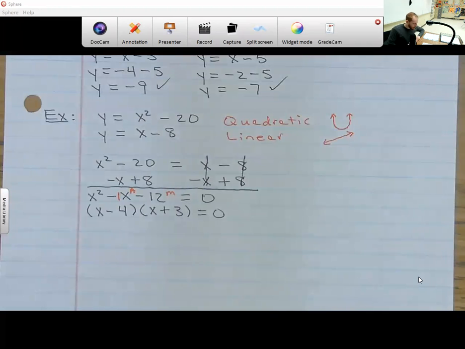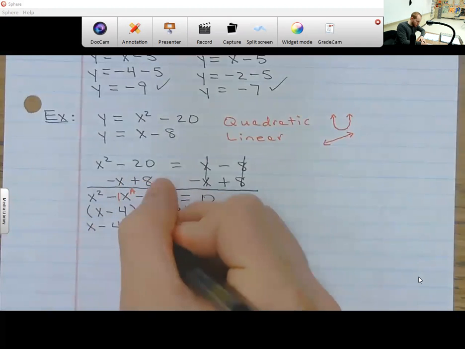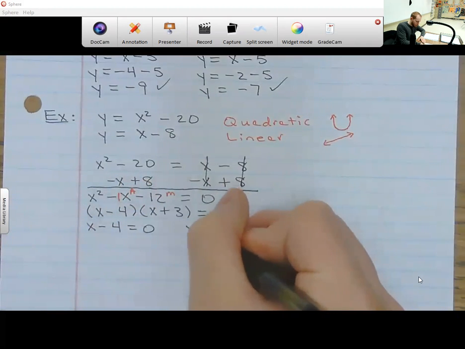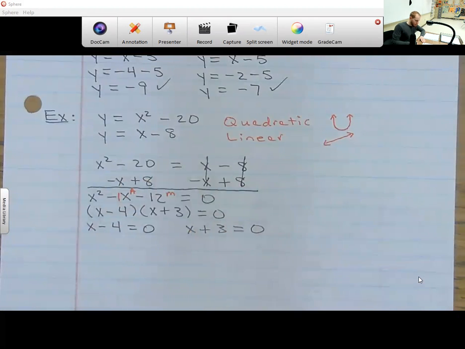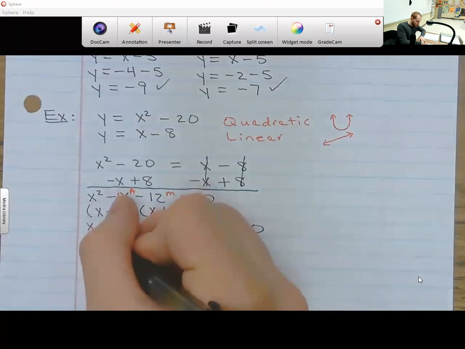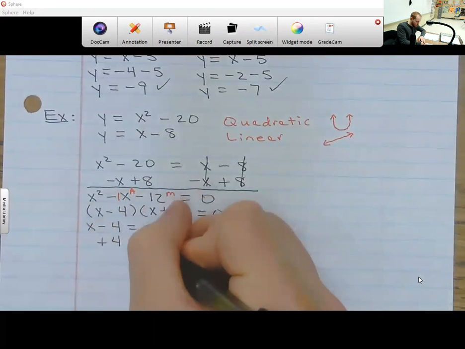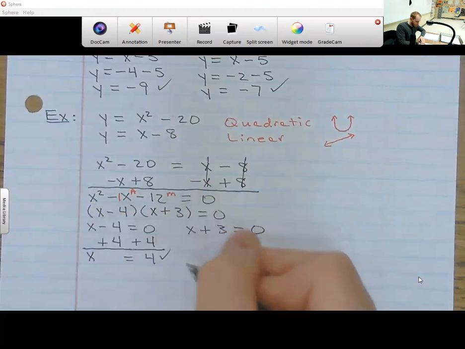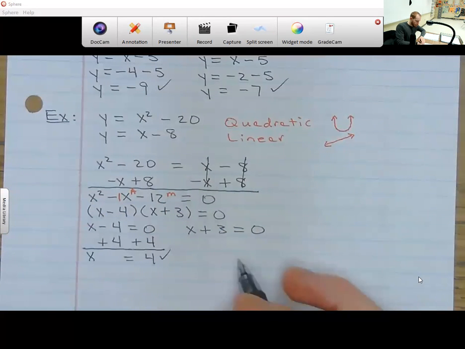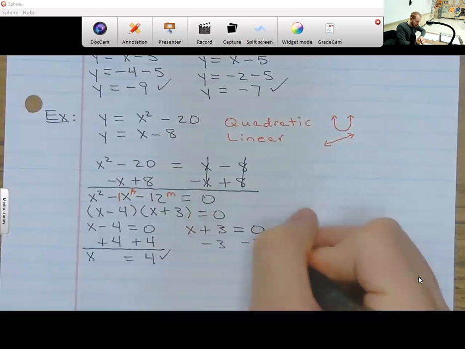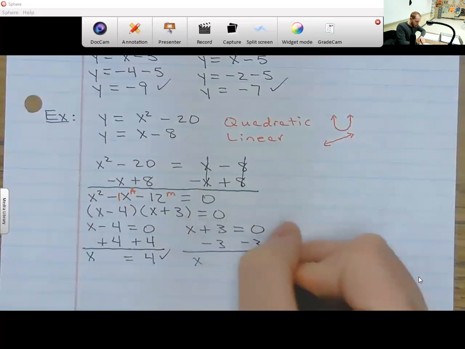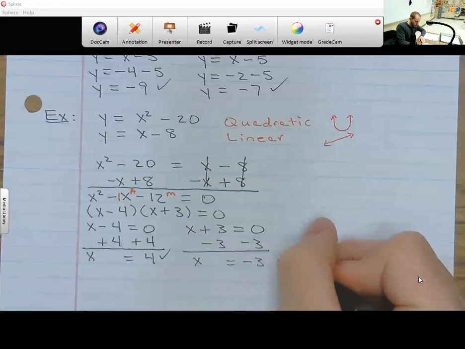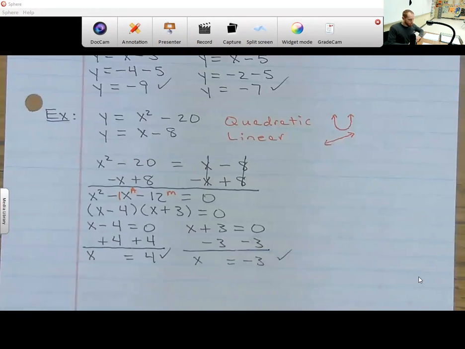Okay, so now I'm going to get two equations. x minus 4 equals 0 and x plus 3 equals 0. I can solve this one by adding 4 to both sides. That'll get rid of the minus 4. And then this one I have to subtract 3. And done. So those are my x values.